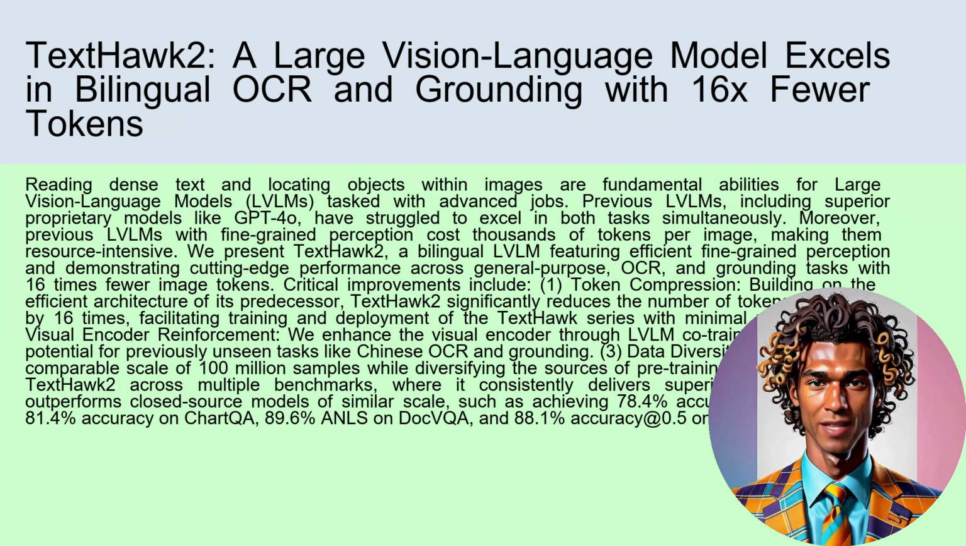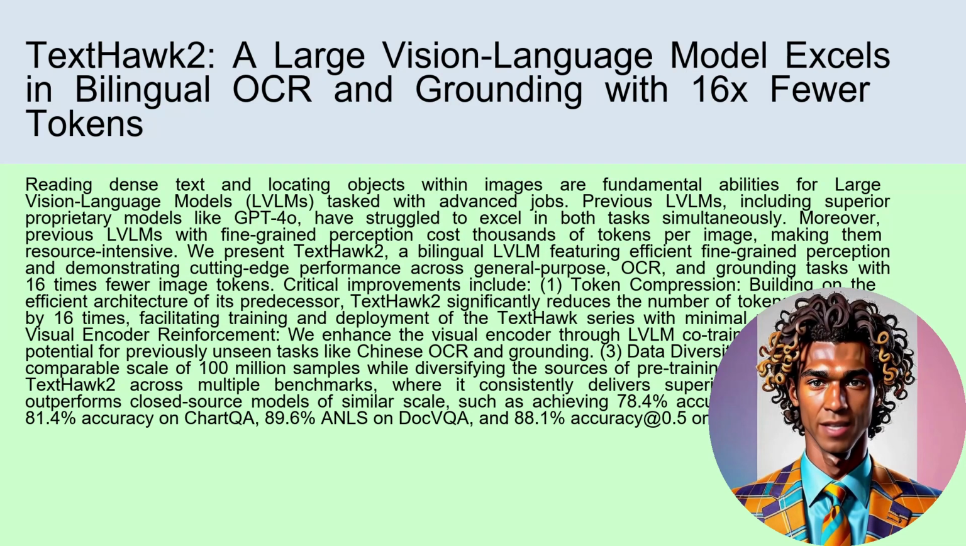The researchers demonstrate that TextHawk 2 outperforms previous models, even those from large companies, while using significantly less processing power. This is achieved by reducing the amount of data needed to represent each image by 16 times. TextHawk 2 can also handle both English and Chinese text, making it more versatile. The research shows that TextHawk 2 consistently achieves impressive results in various benchmarks, demonstrating its ability to perform OCR and grounding tasks exceptionally well.